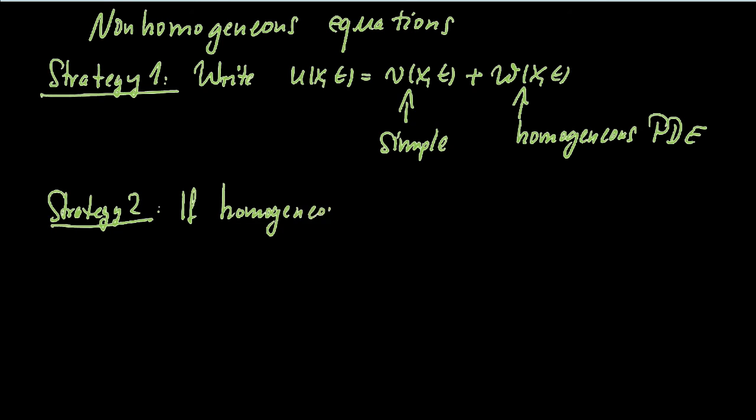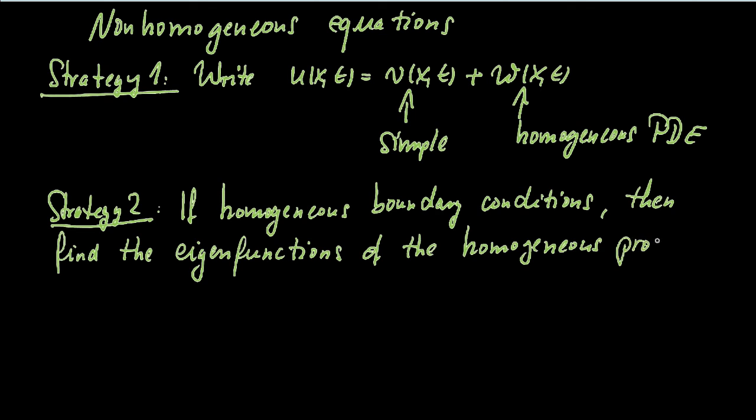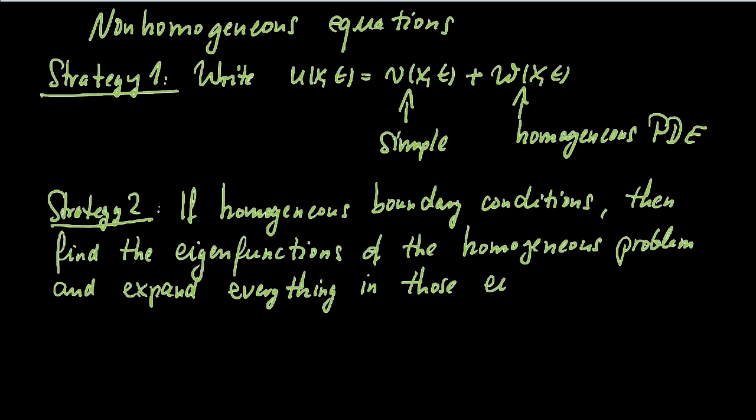Strategy 2 can be used if we have homogeneous boundary conditions, because in this case we can solve the corresponding homogeneous problem and find the eigenvalues and eigenfunctions for the homogenized problem. And then we expand everything in those homogeneous eigenfunctions. Every non-homogeneity is expanded out in a series in these eigenfunctions, and then we can come down to a problem of matching coefficients.